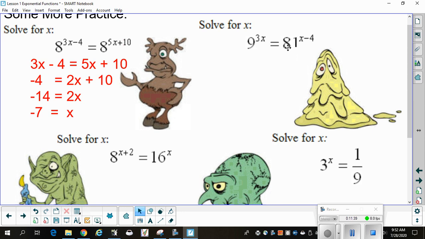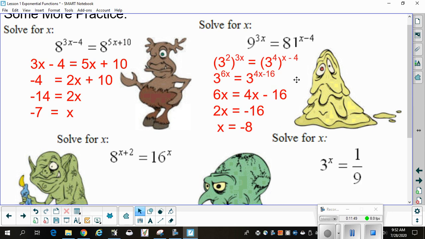9 to the 3x is equal to 81 to the x minus 4. This one you could do 2 different ways. Sometimes we just get in our head, we see the 9 and the 81, they're not like, and then we just take everything down to 3. You can do that, okay? And a lot of students just immediately go to 3.